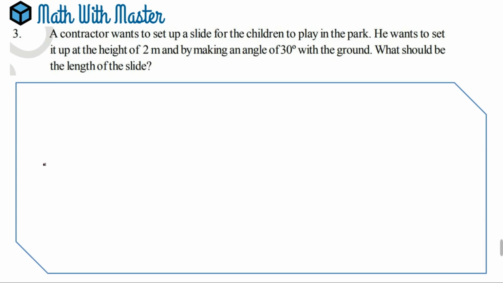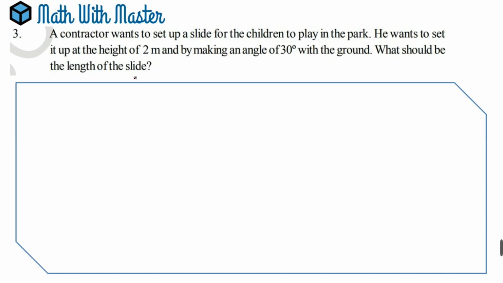Third one. A contractor wants to set up a slide for the children to play in the park. He wants to set it up at the height of 2 meters and by making an angle of 30 degrees with the ground. What should be the length of the slide? So first we should know the wording, and then we should draw the drawing in applications of trigonometry.